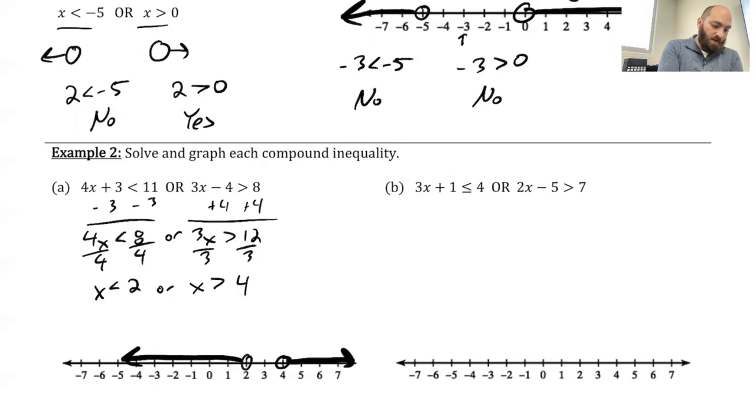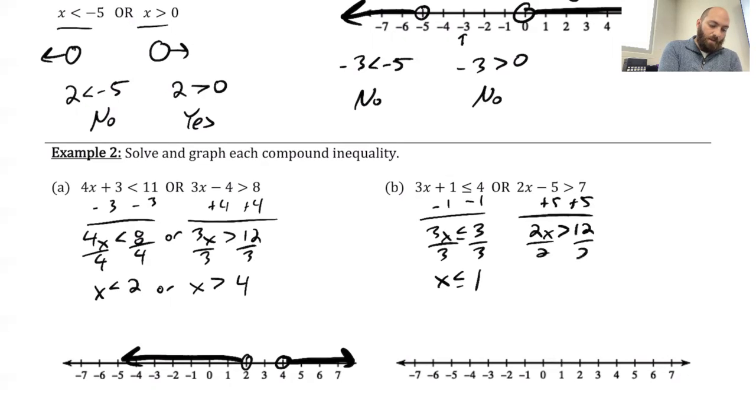So we got here for 3x plus 1 less than or equal to 4. I'm going to subtract 1 on both sides. 3x is less than or equal to 3. Divide by 3. X is less than or equal to 1. Over here, I'm going to add 5 to both sides so that 2x is greater than 12. Divide by 2, and x is greater than 6. And remember, this is an or statement still. Okay, x is less than or equal to 1, so that's going to get a closed circle.